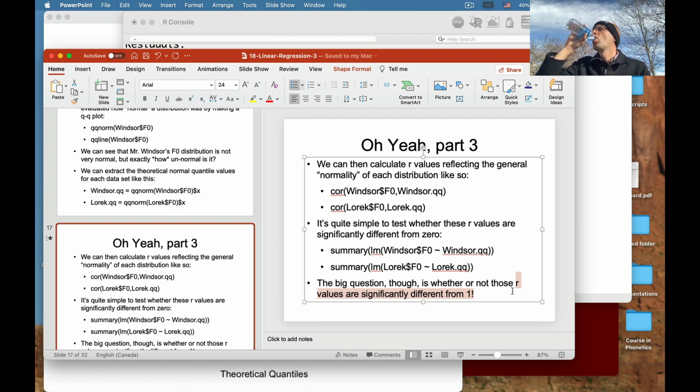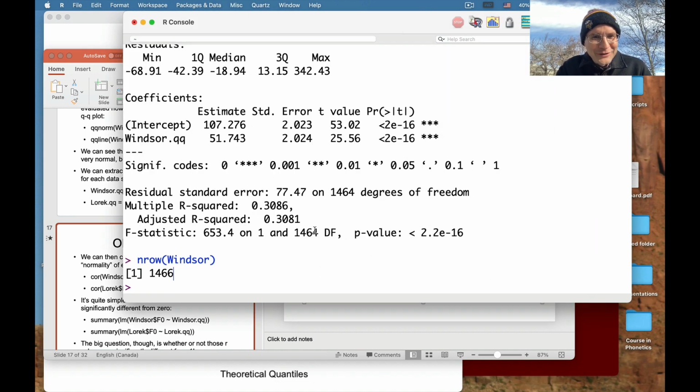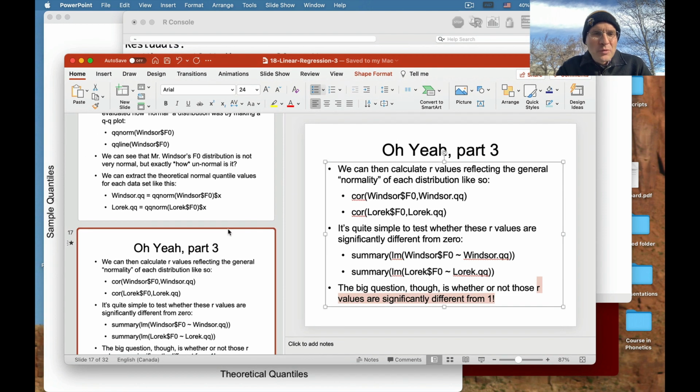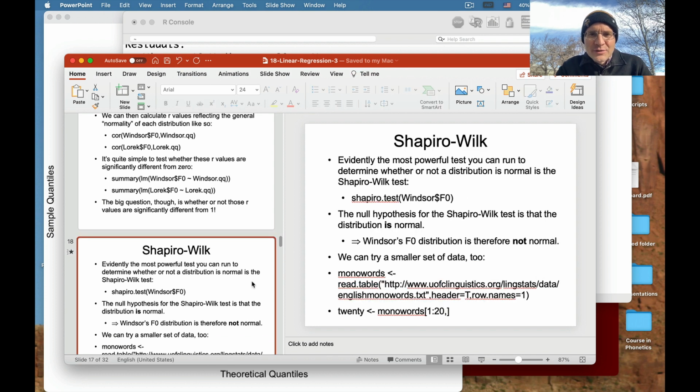So if this is underlyingly a normally distributed set of values at the population level, and we take a sample of 1,400 different observations from it, will that sample set of data look as weirdly not normal as what Joey's data looks like? So the way to test that is with what's called the Shapiro-Wilk test.